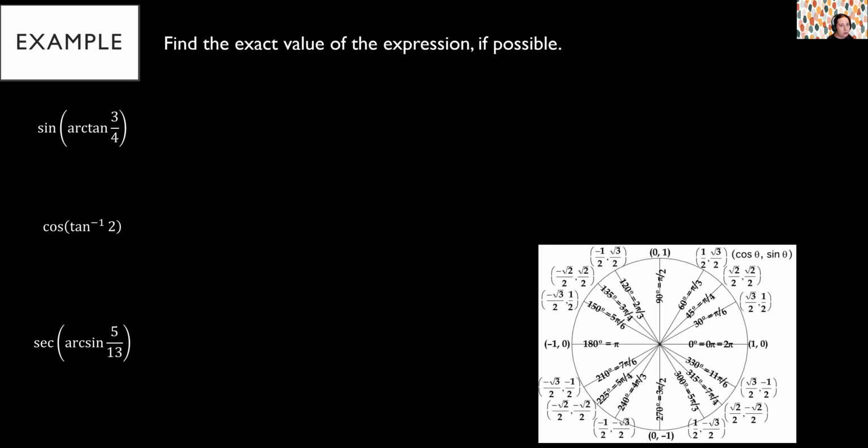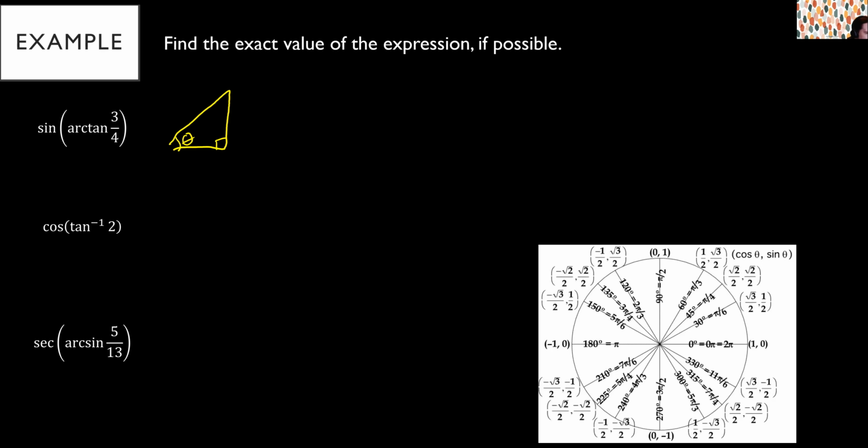So for these, you draw a right triangle. This is how I solve these. I draw my right triangle, figure out from there. So I'm going to draw a triangle, and it doesn't matter which angle you label, just label one of the angles theta.